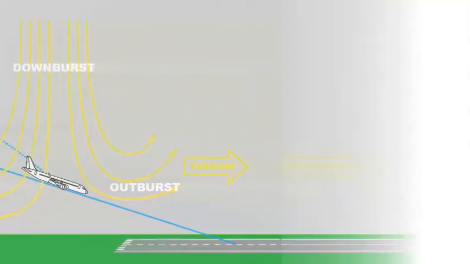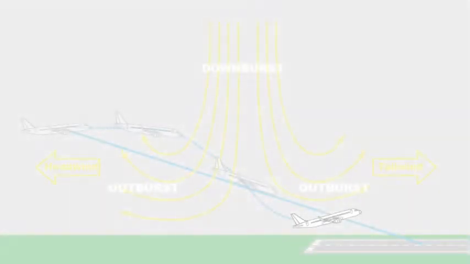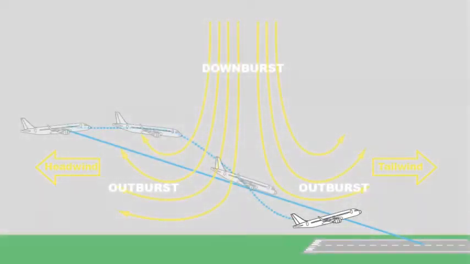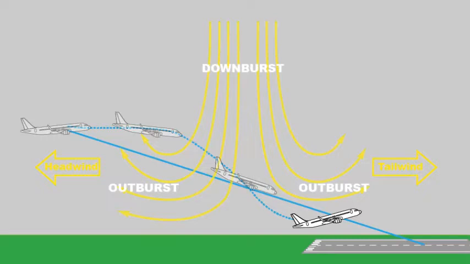Tailwind. Third, the pilot attempts to climb to recover their altitude. The aircraft now experiences a change in wind direction and encounters a tailwind. The tailwind gust instantaneously decreases the aircraft lift and airspeed, and thus it tends to make the aircraft fly below its intended path and/or decelerate.